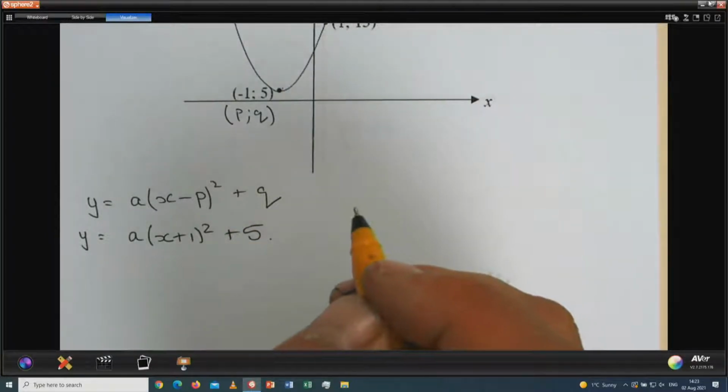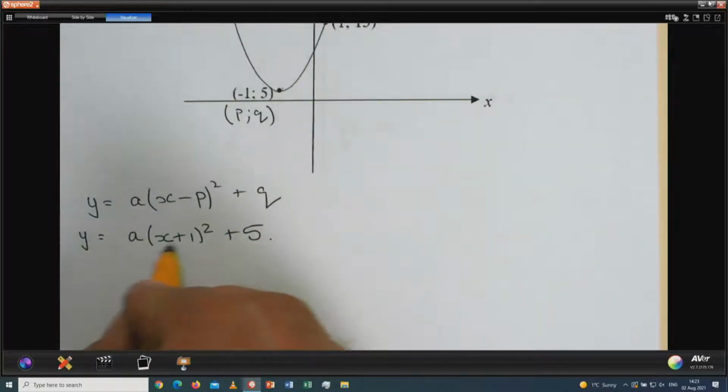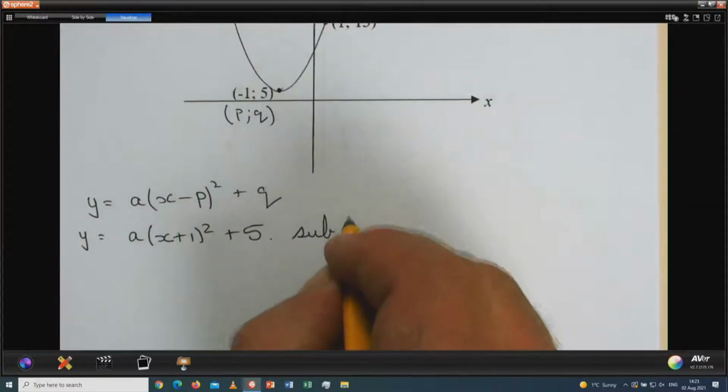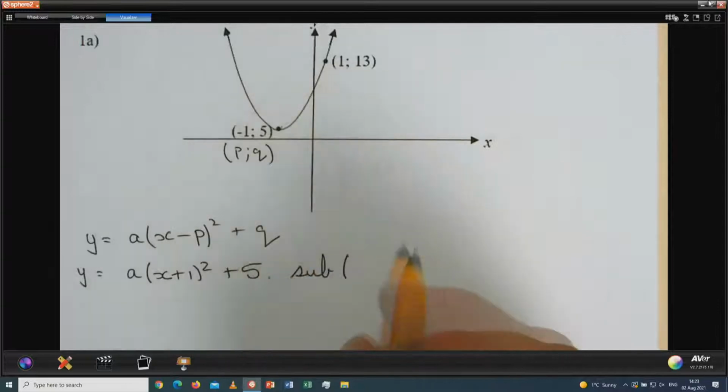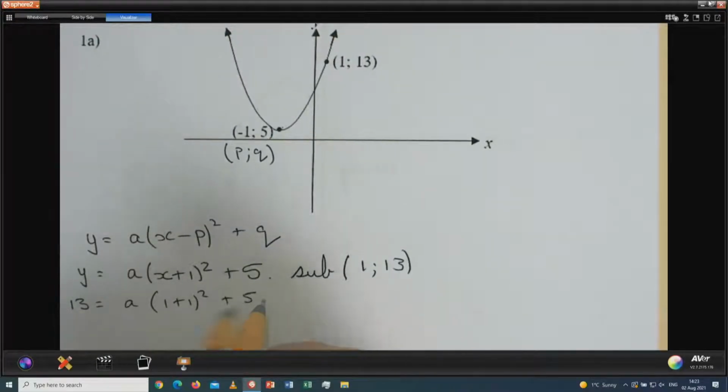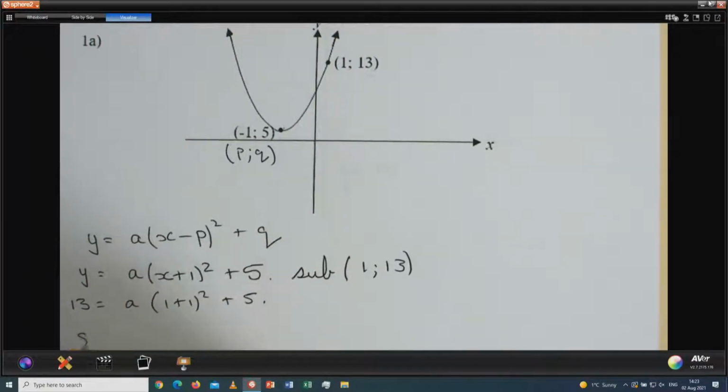What you need to do now is substitute the point that it passes through, and it passes through (1, 13). So you substitute x equal to 1, y equal to 13. 13 is equal to a(1 plus 1) squared plus 5. 13 minus 5 is 8, which is equal to 2 squared, that is 4a. So a is equal to 2.